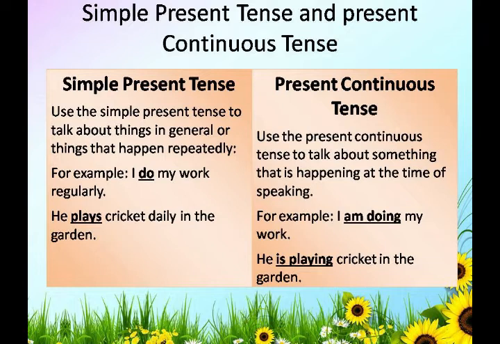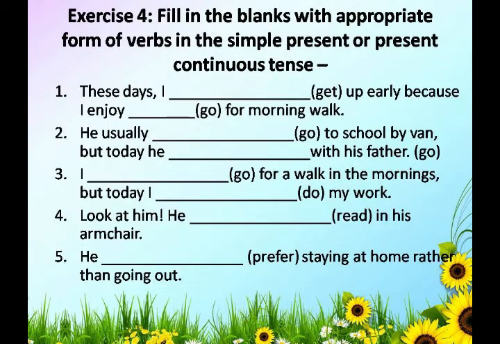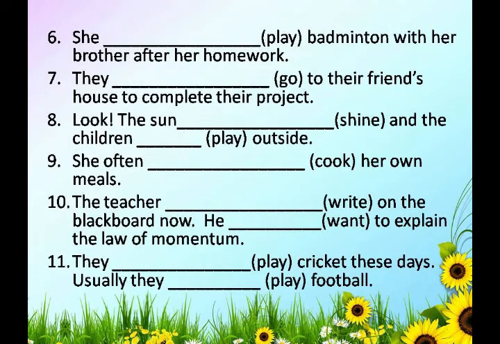Exercise 4, you have to fill in the blank with the appropriate form of the verb in the simple present tense or present continuous. You have to read the sentences very carefully and then decide whether the tense will be simple present or present continuous, and write down the answers. Don't worry, answers are given at the end of all these activities.